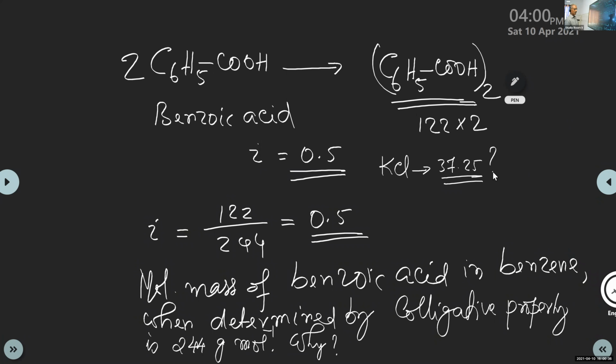Vidur, you try. Molecular mass determined by cryoscopic method. Cryoscopy means colligative property, depression of freezing point. The molecular mass is only 37.25. What is the actual value? 74.5. That is the actual value. But the value determined by cryoscopic method, the depression of freezing point, is 37.25. Why? Come on.